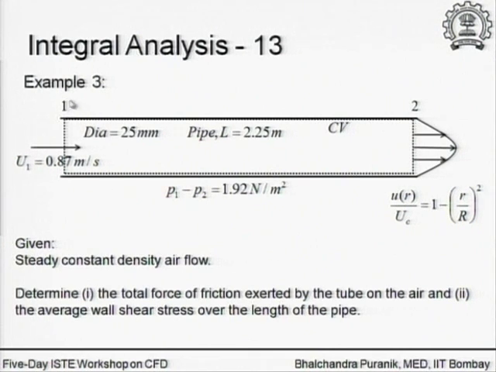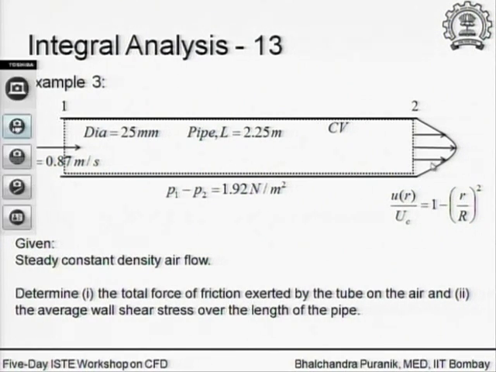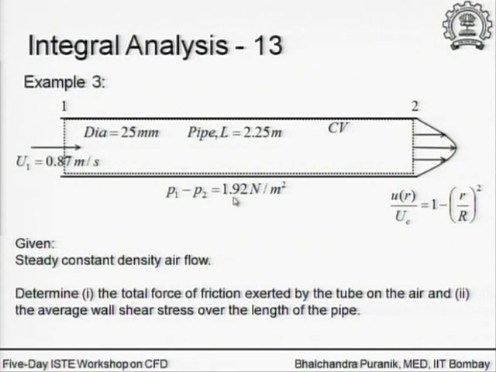At the inlet, which is this section 1, there is a uniform velocity coming in at 0.87 meters per second. By the time you go to the outlet section 2, it's been given that we have a parabolic profile. So you can assume from your previous knowledge that flow has developed now here. That's fine. And it's already been given to you that the pressure drop over this entire length is 1.92 newton per meter squared. It's given to you that it's a steady constant density airflow.